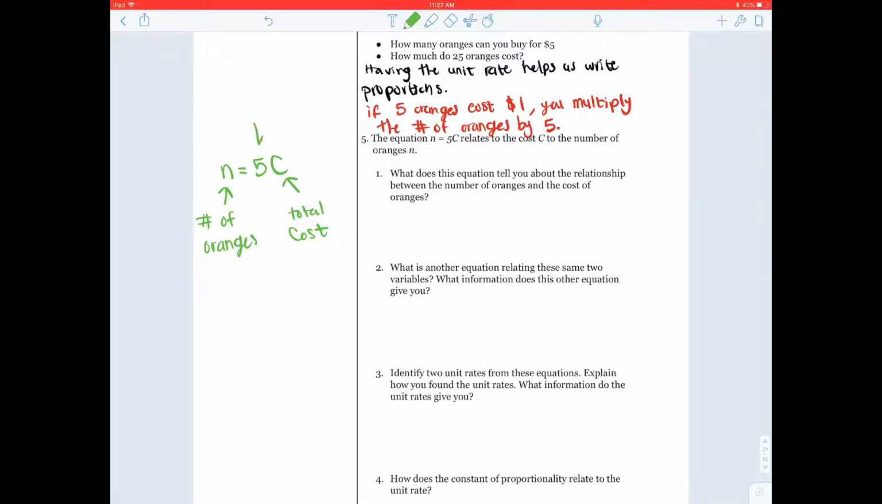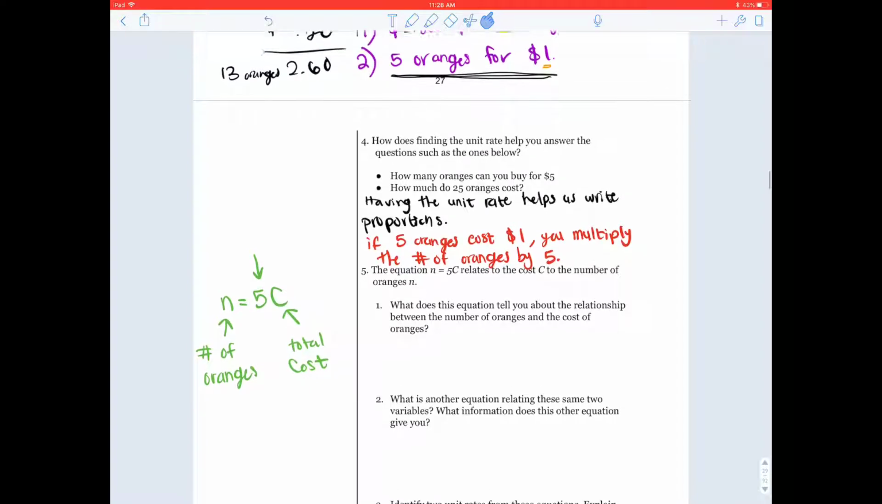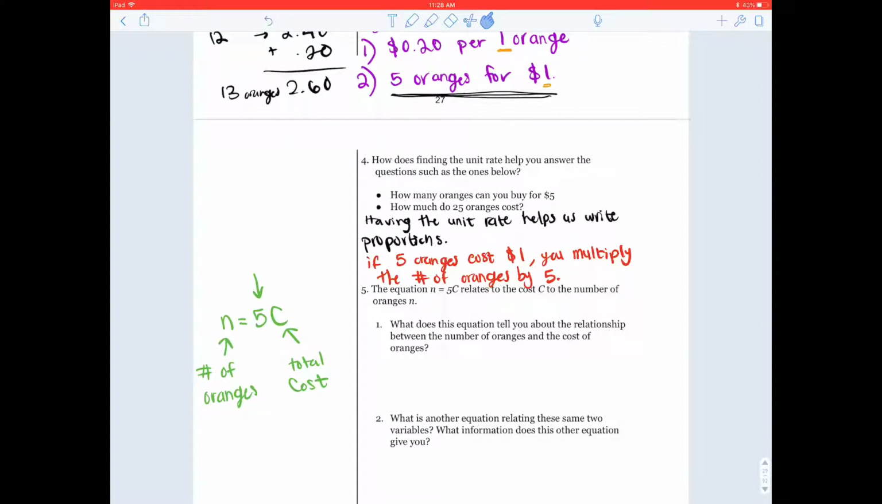And lastly, what does 5 represent? Where did this 5 come from? Well, take a look back at our unit rate here, our second unit rate, 5 oranges for $1. So this represents 5 oranges for $1.